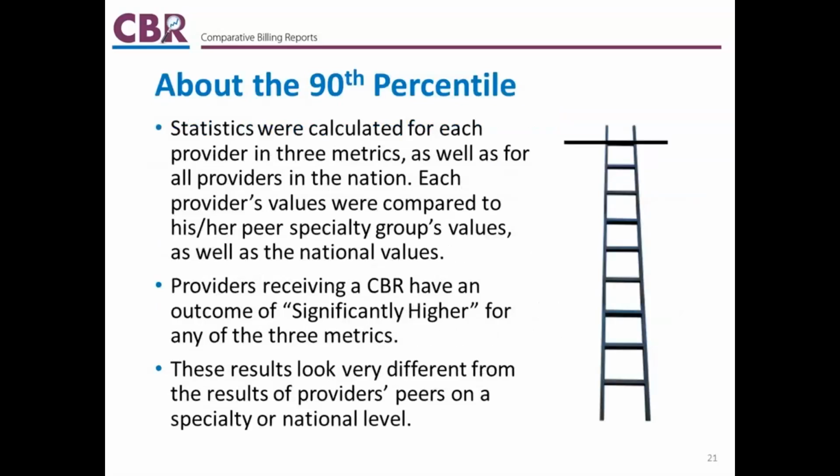If you use the ladder visual as a reference, imagine that the highest values are listed at the top of the ladder, and then in descending order down the length of the ladder, so the smallest values are at the bottom rung. Next, we identify the value below which 90% of the providers' values fall. This is the 90th percentile mark represented on the ladder visual by that black line. Any outcome for a metric in which the provider's value falls above that point would therefore have the outcome of significantly higher for the metric.